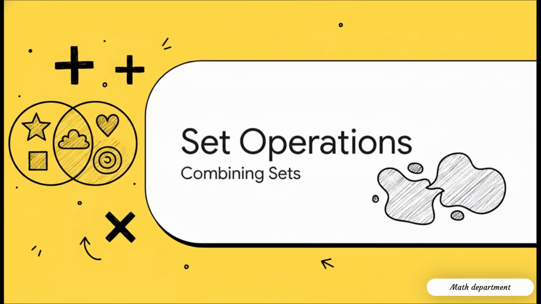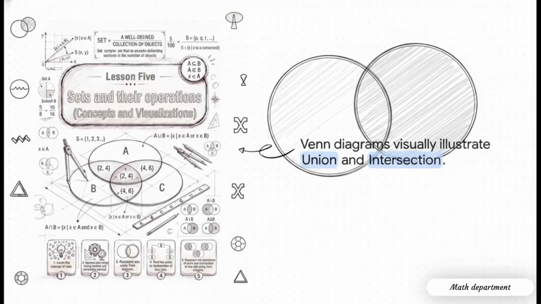Section 5. Set operations. It is finally time to combine our sets using mathematical operations, kind of like how we add or multiply numbers. This overlapping circle diagram, which you probably know as a Venn diagram, is a really brilliant way to visually show how sets share elements. Notice how the middle overlapping section is shaded differently than the rest of the shape. This visual language represents our two main operations, union and intersection.